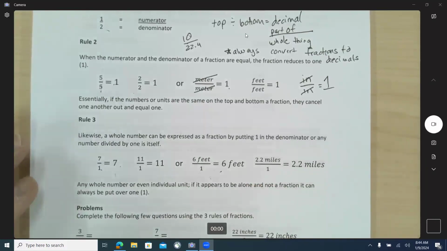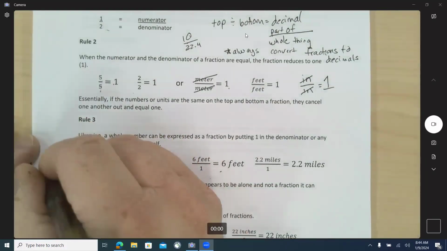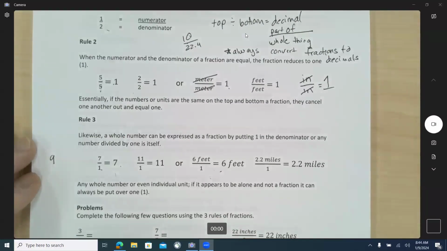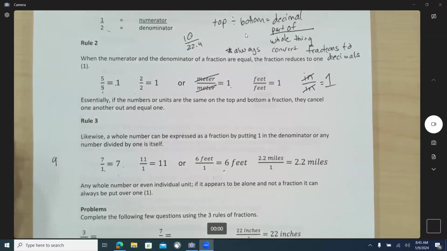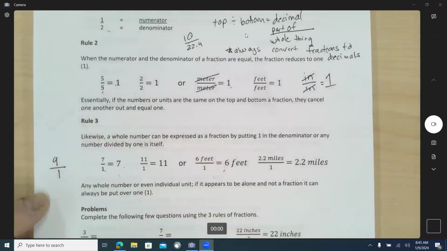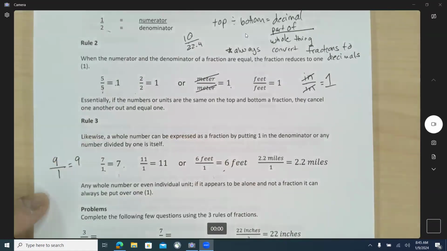So really, what about this? My first question is, how about number 9? My first question is, is number 9 a fraction to you? Well, it doesn't look like it, but it could be, couldn't it? What happens if I put a 9 over 1? What's that equal? Well, that's going to equal 9, right?